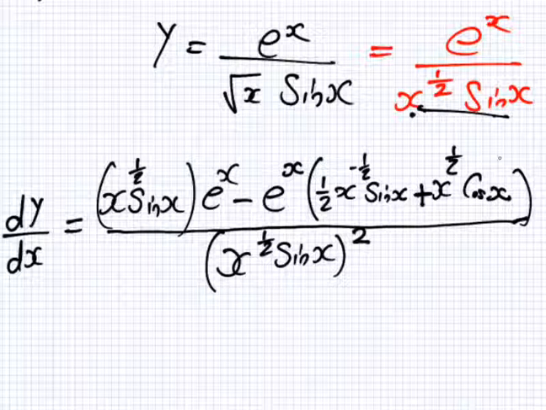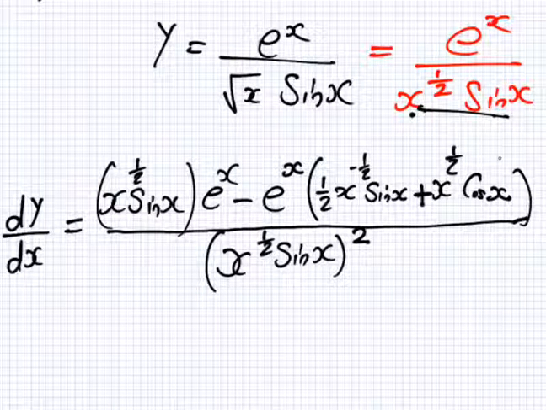Alright, so the rule here is the bottom squared. So what would that be? That would be e^x sin x, squared. But we have to be very careful about the top. Let me just write that a little neater. So for the top, what's the rule? It's the bottom times the derivative of the top.